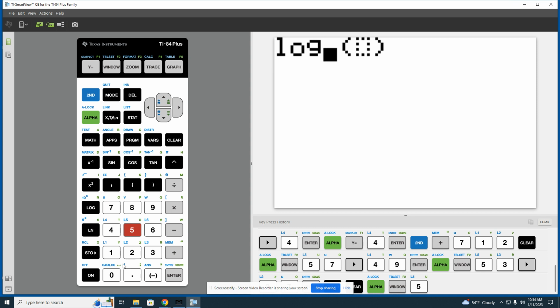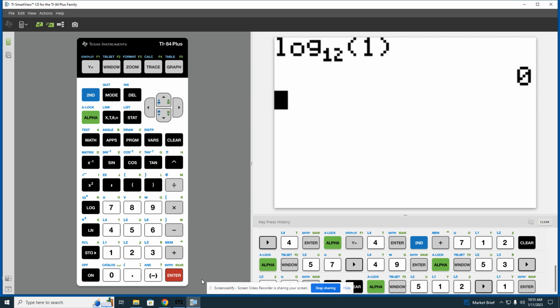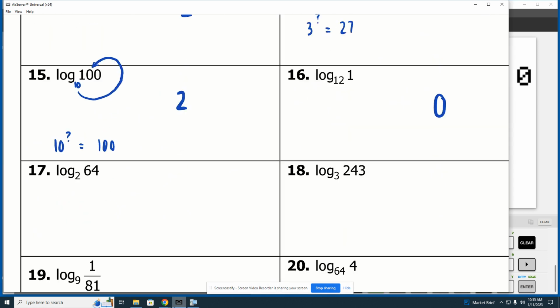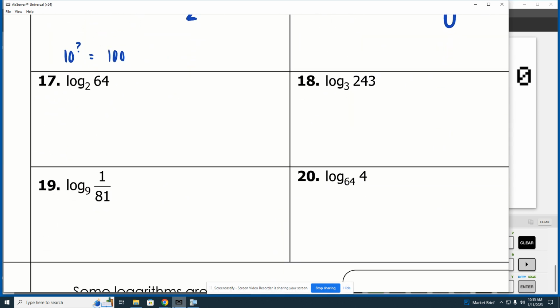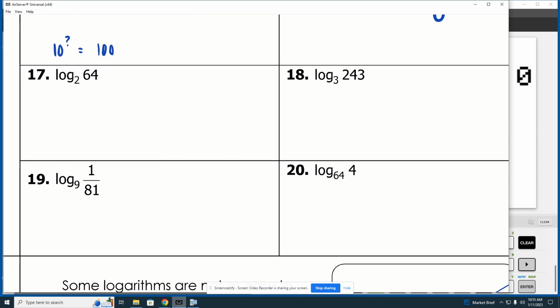But for example, number 16, log base 12 of 1 equals what? Well, 12 to the 0 power equals 1. So there it is. That is what you're finding when you type these in your calculator. So help me out. Do number 17 through 20 with me. Alpha window number 5. Log base 2 of 64 equals what? 6. What does that mean? 2 to the 6th power equals 64. Y'all understand what you're finding when you type that into your calculator?